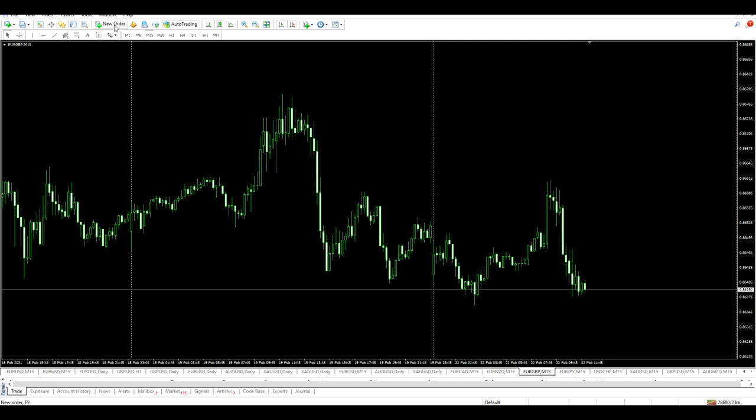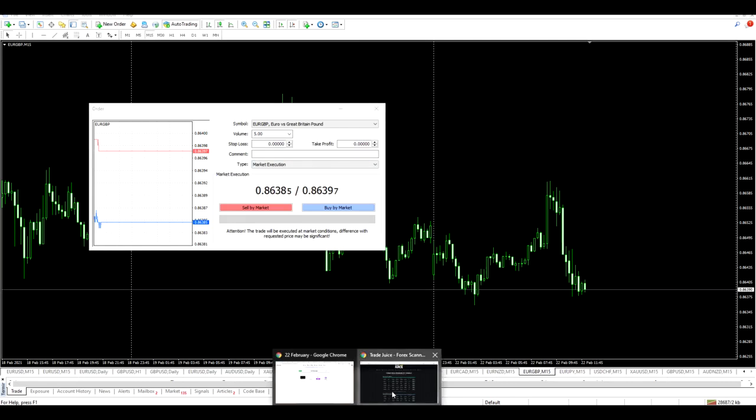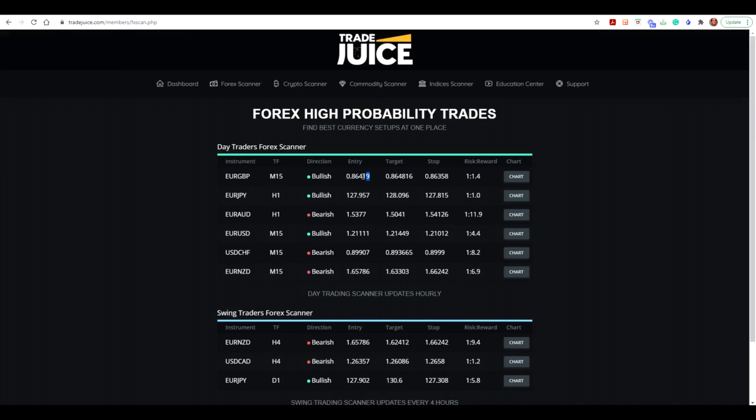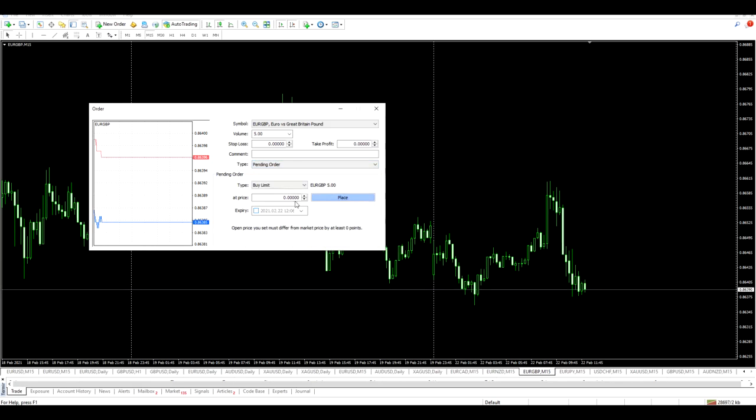So I do want to set up a new order, a bullish order, so I'm going to buy, and all I need to do now is just have a look at where my entry would be, which is that. I'm going to copy it. And because price is not at that level yet, I'm going to enter a pending order, and I'm going to enter a buy stop limit at this price. It's as simple as that. I just put it in.